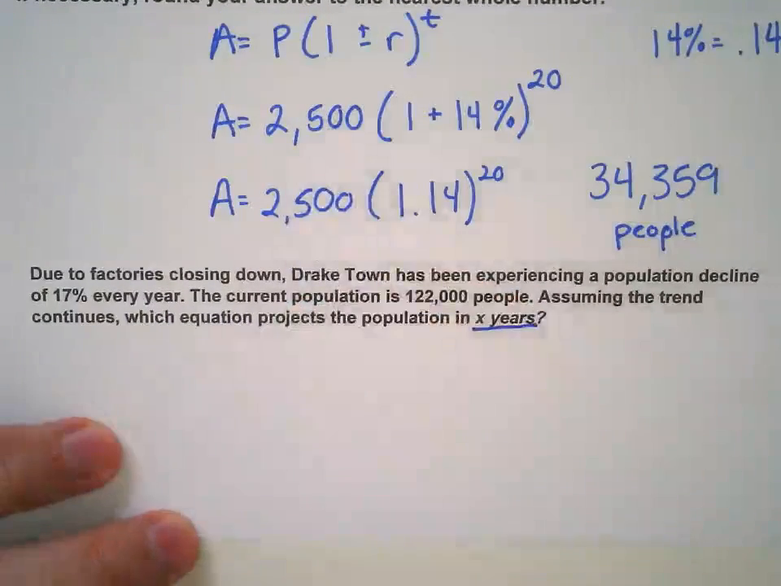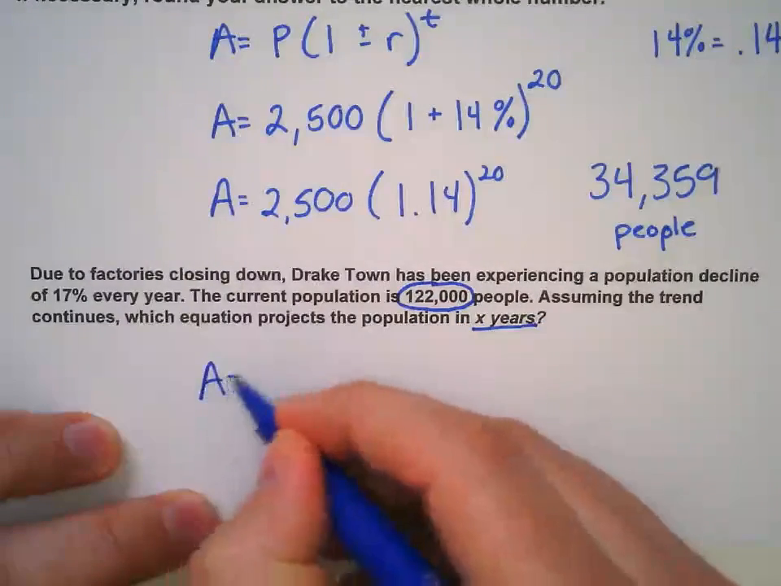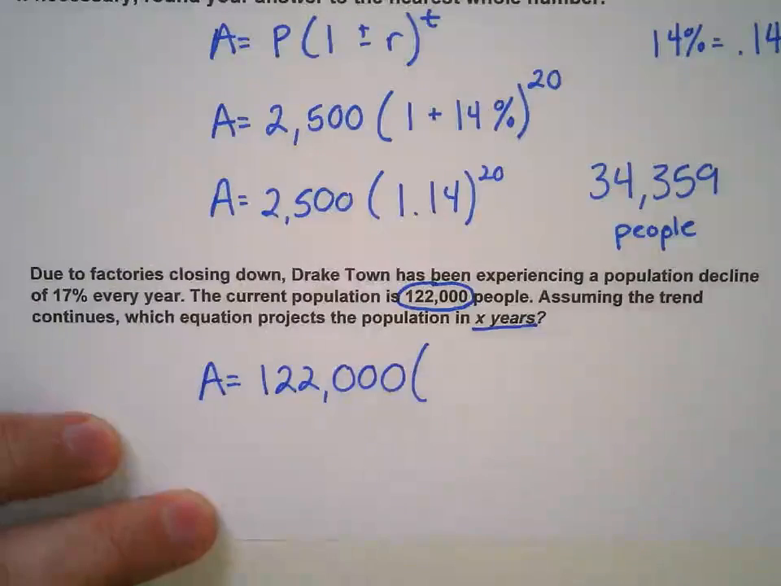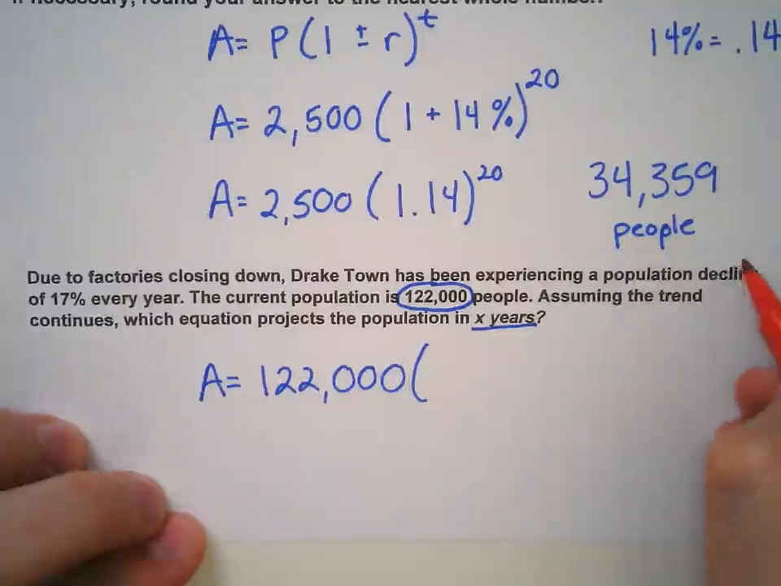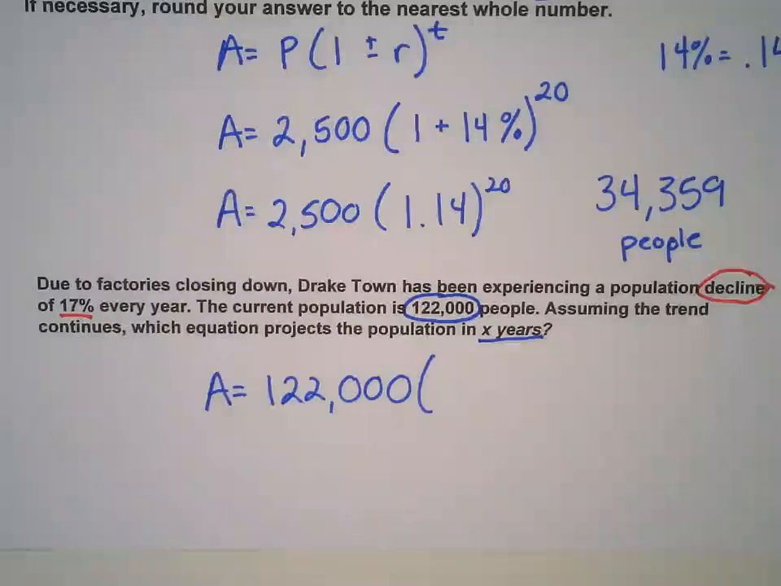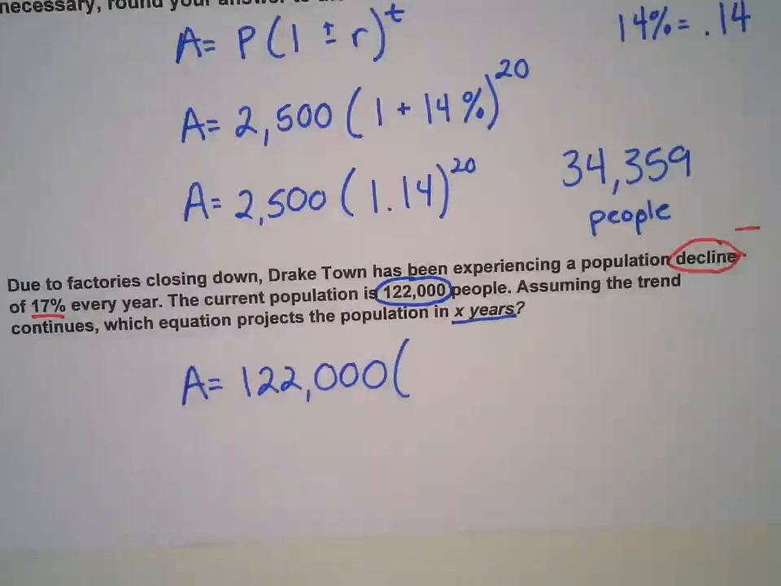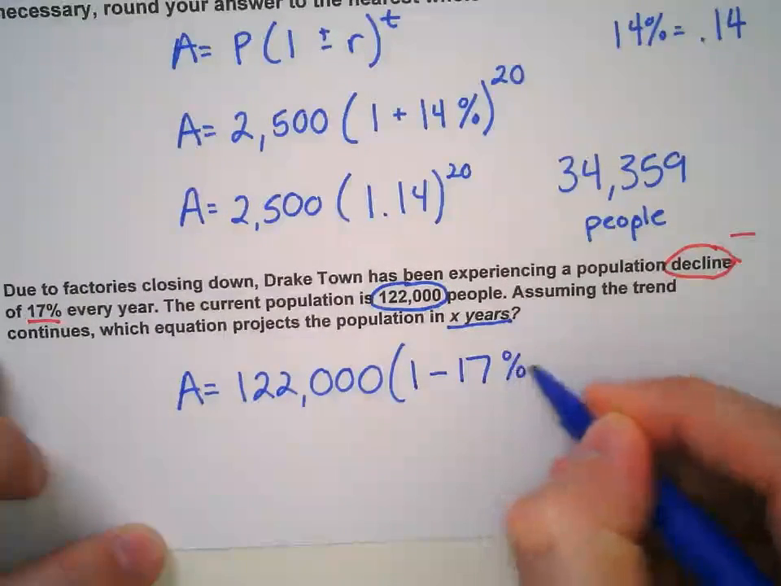So I'm going to show you exactly what to do there. First off, we need to know our P. What is our starting amount? What do we start with? And that's 122,000 people. So A equals 122,000 people. We have our parentheses. Are we growing or are we decaying? Are we increasing the population or is the population decreasing? And we should see here the population declines by 17% every year. So we're declining, which means minus. We're going to be subtracting. So that is 1 minus 17%.